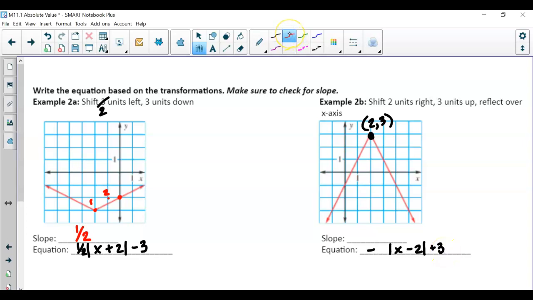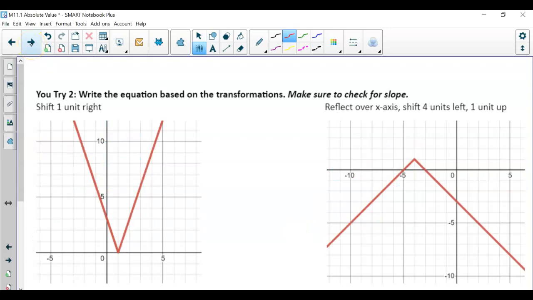But then let's check the slope. So this is a negative now from here to here. So we have our rise, right? So remember, slope is rise over run. So here I've got up 2 over 1. So this is negative 2. So that's why you have negative 2 here times the absolute value of x minus 2, plus 3.